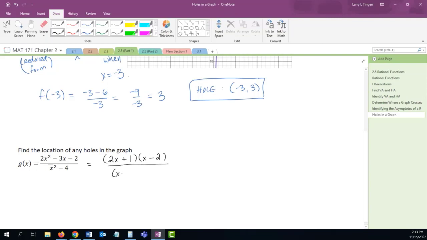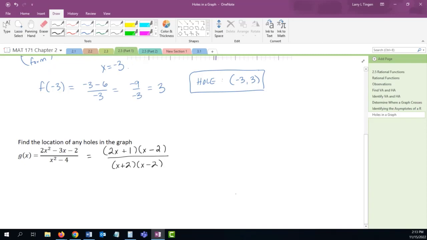Denominator is difference of perfect squares. So it breaks down into x plus 2 times x minus 2. I can see that I'm going to have a hole when x is 2. Now, reduce this. 2x plus 1 over x plus 2.